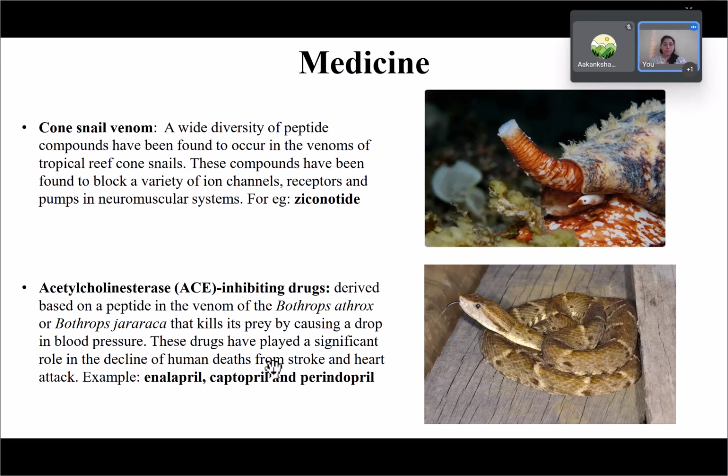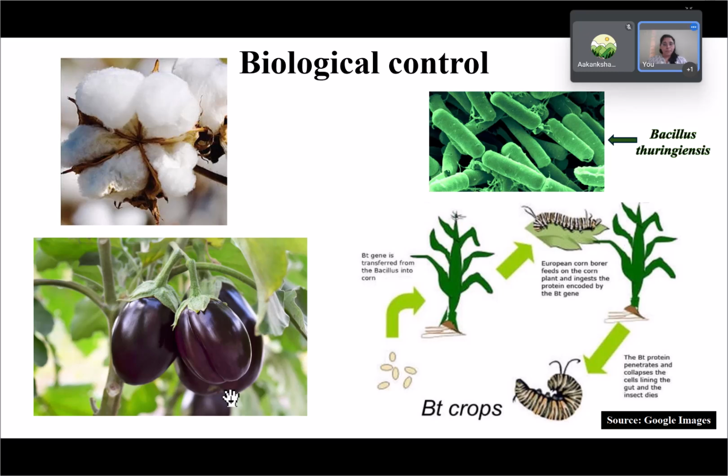So, for example, you have Bothrops atrox, whose venom has been used for producing drugs which are used in the medical setup, for example captopril or enalapril, with specific medical use. So, you see, biodiversity, be it plant or be it animal, is so important and has so much applicability. So, coming back, biological control.